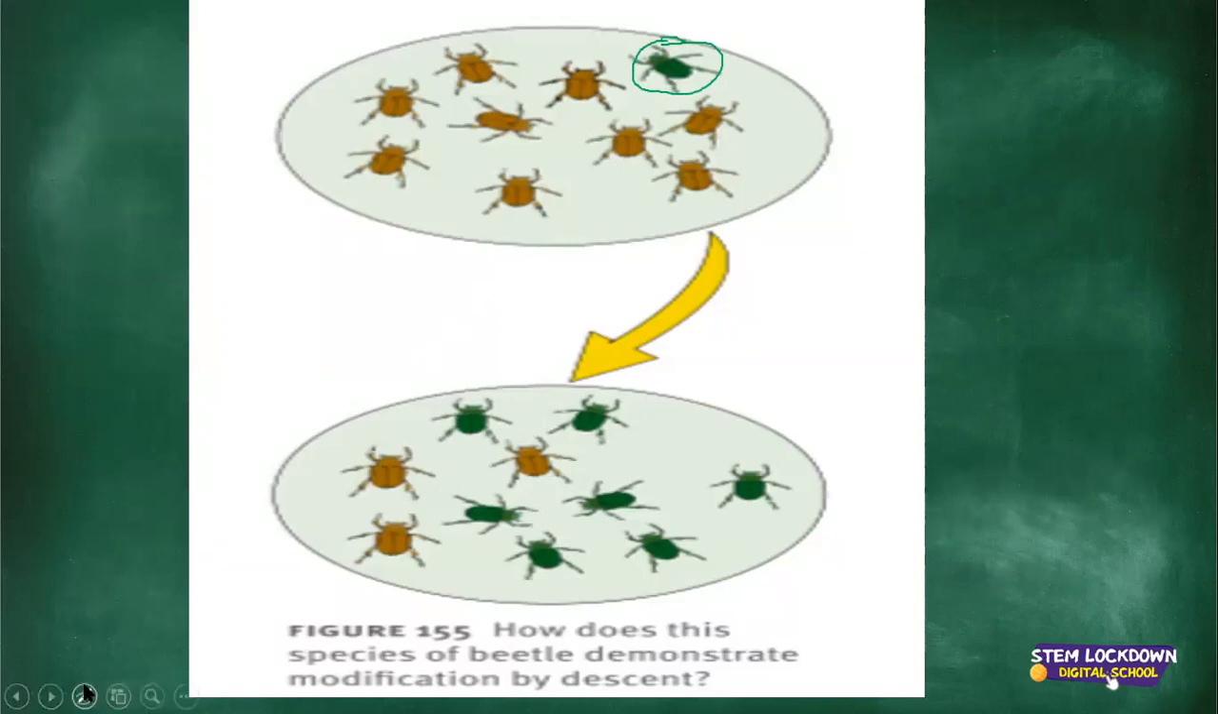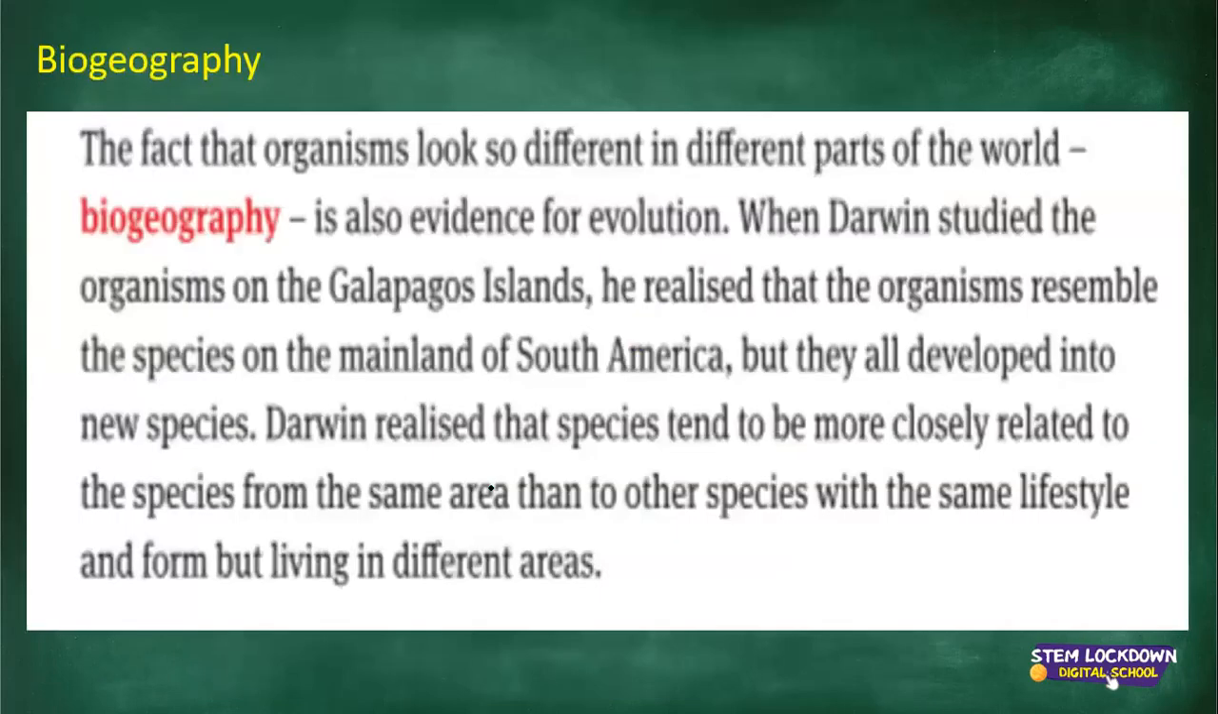And then through modification by descent over time, what happened? You ended up having more green than brown. What actually happened here? As they mate, the green gene, when it matched with the brown one, became more dominant as time went by. And that's why you see more of the green now than you see of the brown.